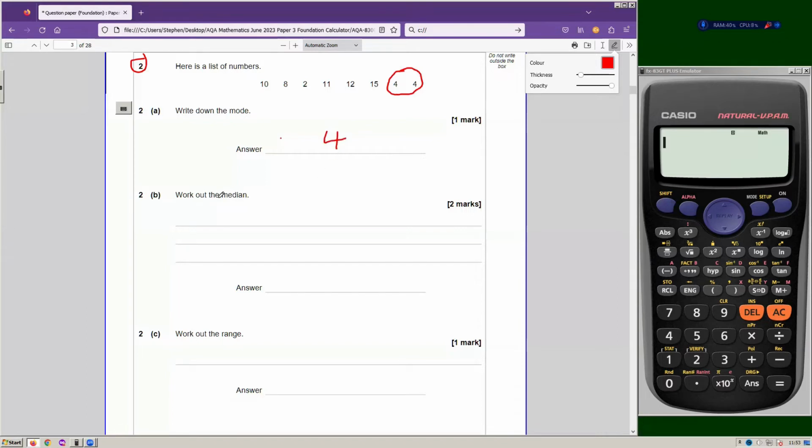Work out the median. We work out the median by putting them all in order and finding the middle number. So I like to cross them out as I go. So 2, 4, 4, 8, 10, 11, 12, and 15.